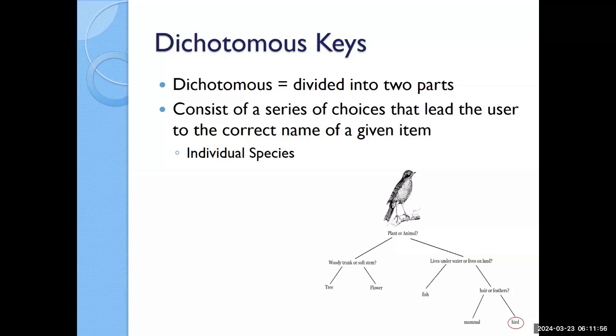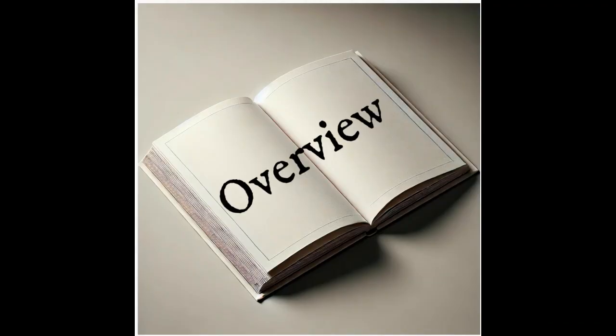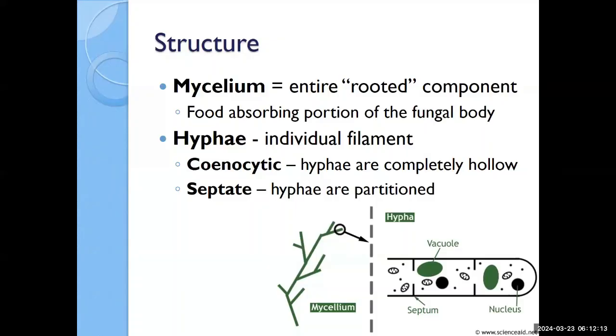Now, again, this is a very simplified dichotomous key, but you can see that there's always two options, and you pick the better option of the two. Now let's talk about fungi. We will begin with the anatomy.